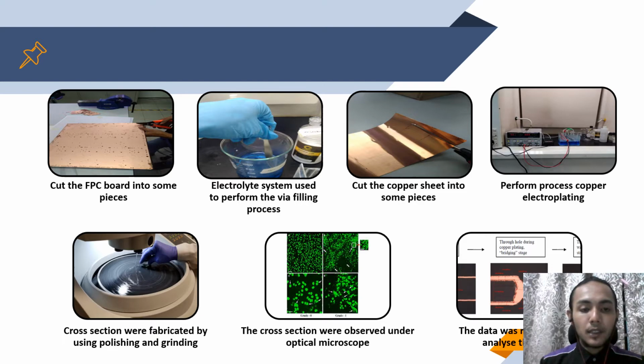To analyze the effect of controllable parameters on the microblind via filling, the filled via were cut out from the FPC after the filling process. Then, an acrylic resin and surface grinding, also the polishing machine, were employed in order to gain the cross-section of the filled via. Furthermore, an optical microscope with a magnification of 50x and 100x was used to observe the properties of the filled via, including the surface thickness, dimple depth, and filling ratio.